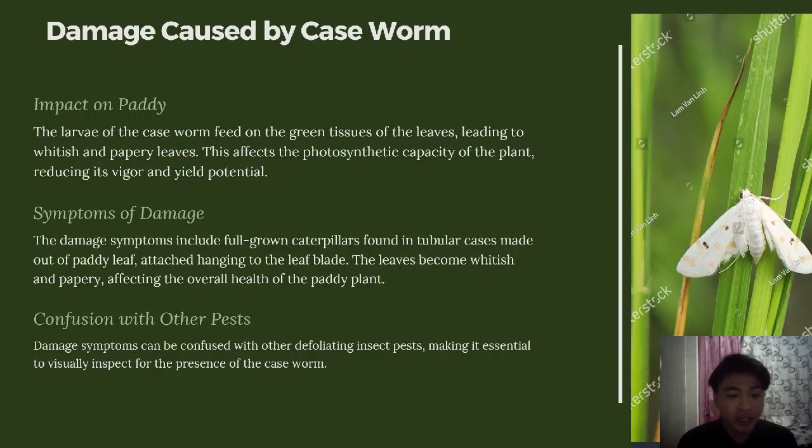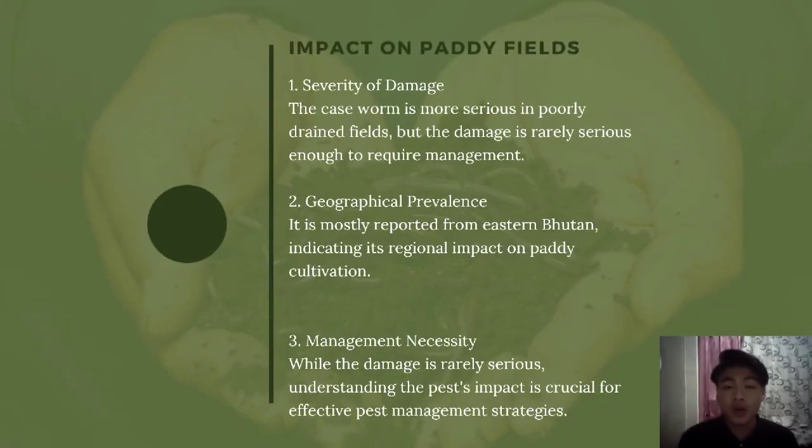The last one is confusion with other pests. Damage symptoms can be confused with defoliating insect pests, making it essential to visually inspect for the presence of the caseworm. Impact on paddy fields. There are 3 points.